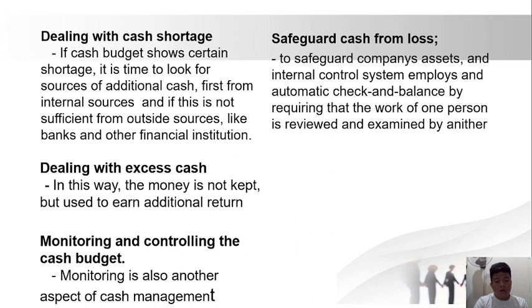Monitoring and controlling the cash budget. Monitoring is also another aspect of cash management. Safeguard cash from loss. To safeguard the company's assets, internal control systems employ automatic check and balance by requiring that the work of one person is reviewed and examined by another.